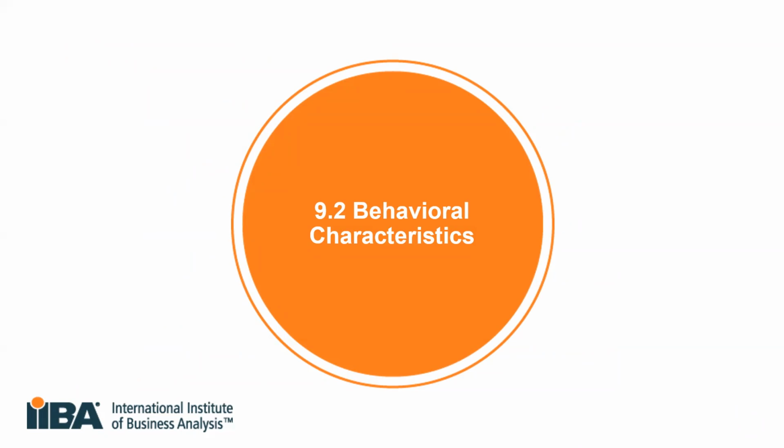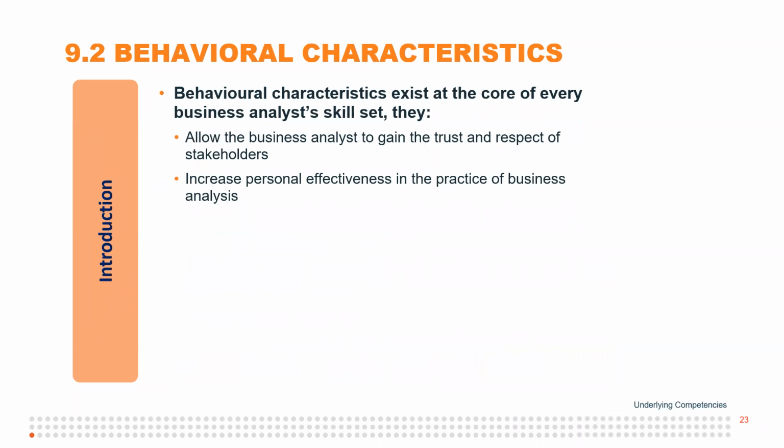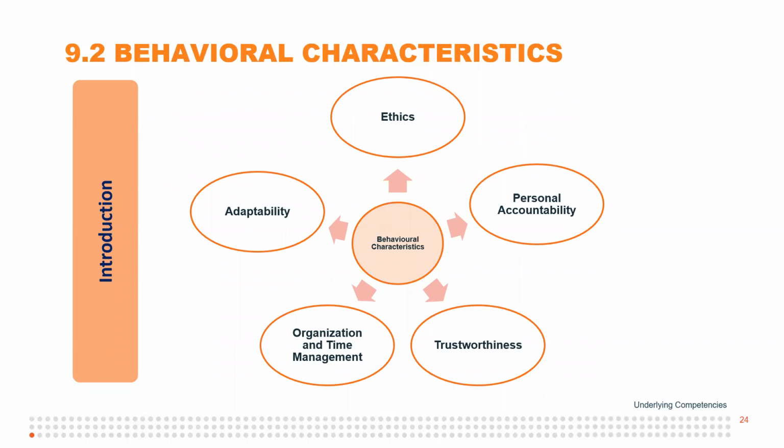All right, now behavioral characteristics. These are a little different. Behavioral characteristics are at the core of every business analyst skill set, and they help the business analyst gain the trust and respect of the stakeholders and increase your personal effectiveness when you're practicing business analysis, partly because you can be much more effective if you do have the trust and respect of the stakeholders. Here they are in graphical form: ethics, personal accountability, trustworthiness, organization and time management, and adaptability.